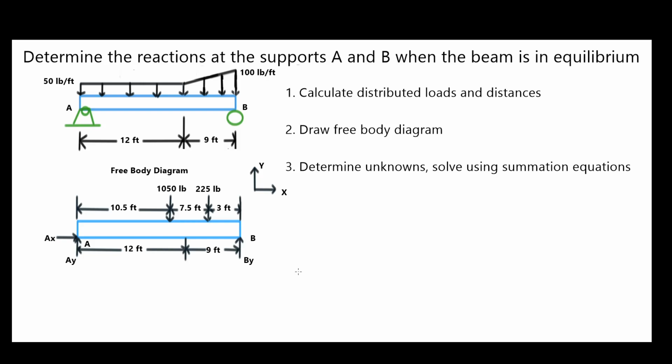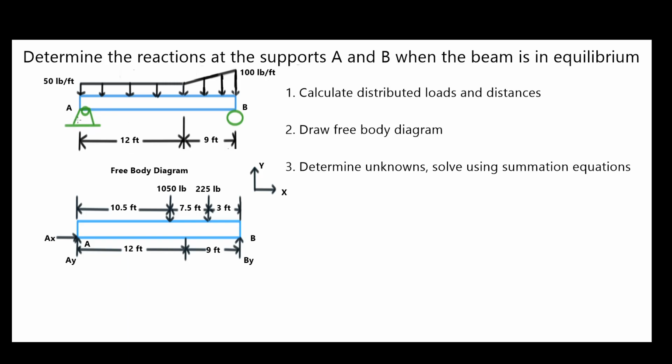This is an equilibrium of a rigid body problem with a distributed load going across the top. I like to solve this using a three-step method. The first one is to calculate the distributed load and figure out the distance that load is from the origin point. And in this problem, the origin point is point A over here.